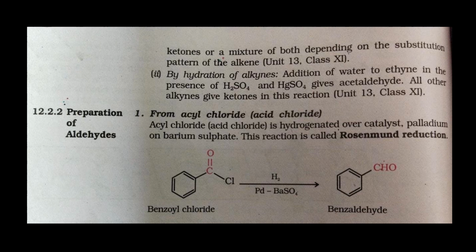Next one is preparation of aldehydes. First one, from acyl chloride, acid chloride. Acyl chloride, which is acid chloride, is hydrogenated over a catalyst, palladium on barium sulfate. This reaction is called the Rosenmund reaction. This is the Rosenmund reaction given here.